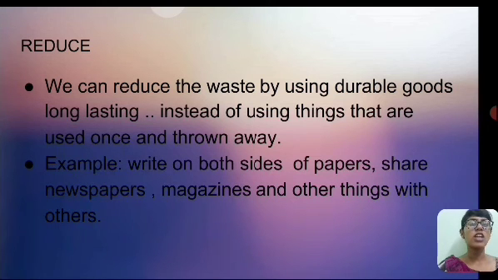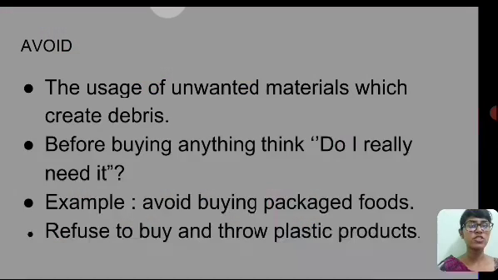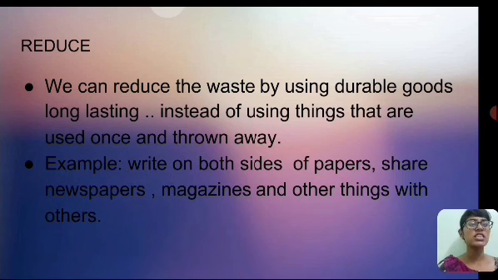Okay? Now we see reduce. First we saw what all things we need to avoid. Now we see the 3R cycle in which the first R is reduce. We can reduce waste by using durable goods, long lasting, instead of using things which are used once and thrown away. For example, we can write on both sides of the paper instead of writing on only one side and wasting the other side. And you can share newspapers, magazines and other things with others.